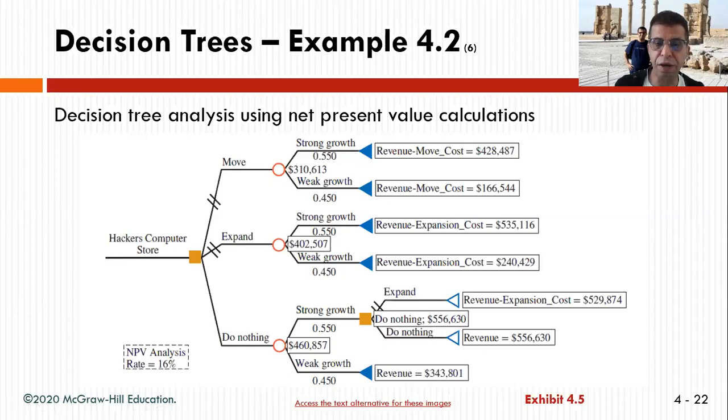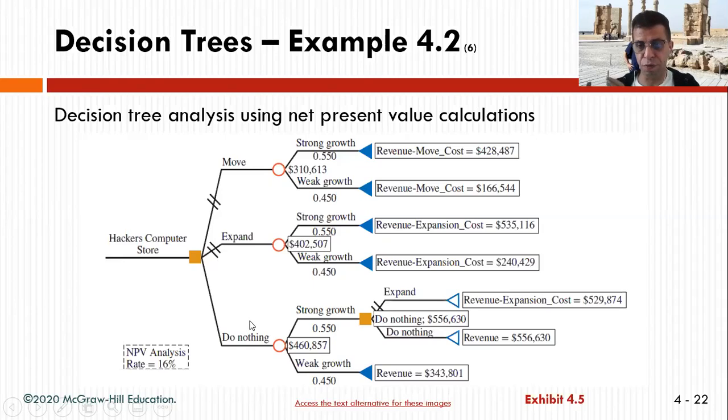The final value, you look at it and you see that here you make 310,000, here 420. So if you have a choice between this and this, you will choose to expand and not to move. But if you have the choice between the three, you would choose do nothing. Because doing nothing, the value that you have is 460, more than the others. So you cancel move, cancel your expand, and do nothing.